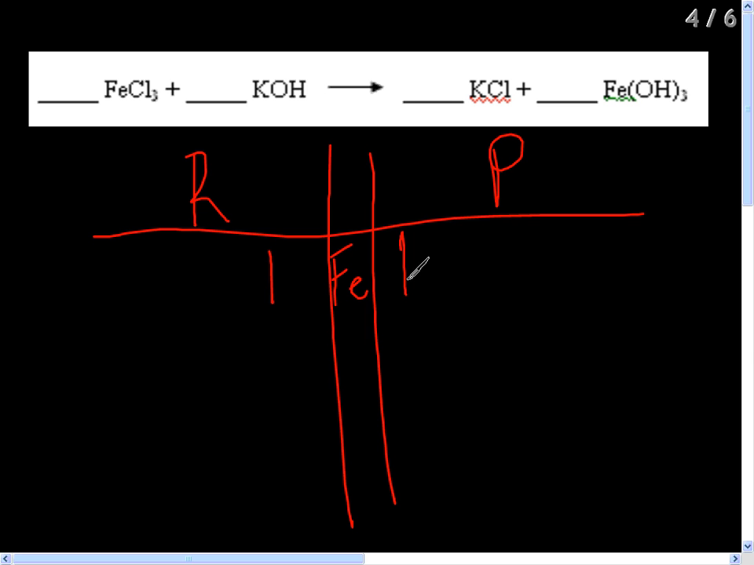That's good. Okay. Next up, chlorine. I have 3 in my reactants, but I only have 1 in my products. So I need to multiply this by something so that it equals 3. What times 1 equals 3?